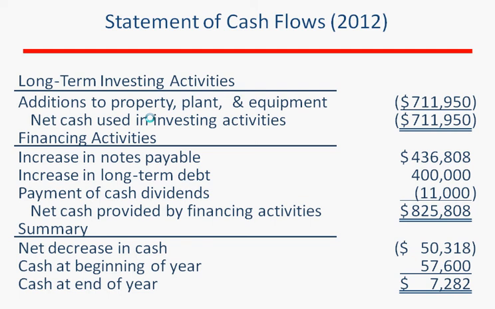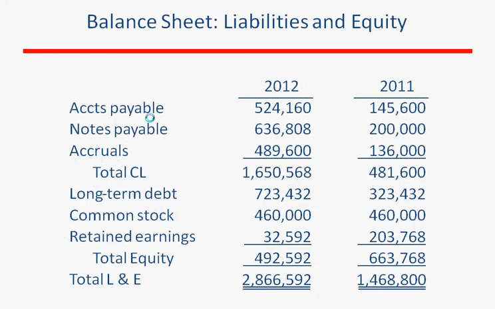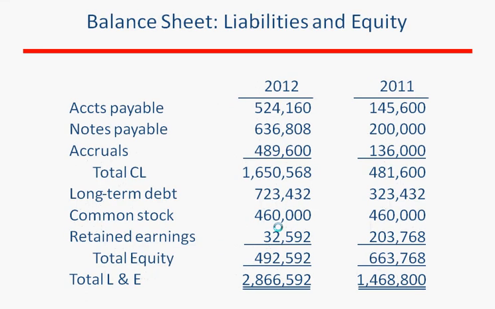And what we have is a difference of $711,950. This is reflecting the fact that this business was expanding. When we look at the balance sheet under assets, we see that our fixed assets have grown from $491,000 to $1.2 million. The number that is reflected on the statement of cash flows is from the gross fixed assets, not the net, keeping in mind that depreciation and amortization is in a separate line item. So the difference that you're seeing is the $1.2 million minus the $491,000.